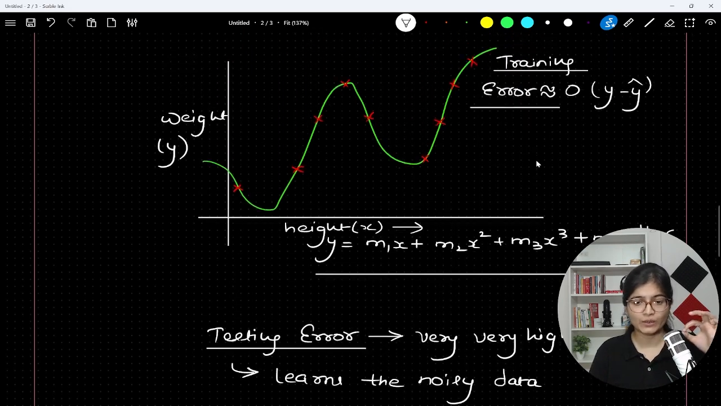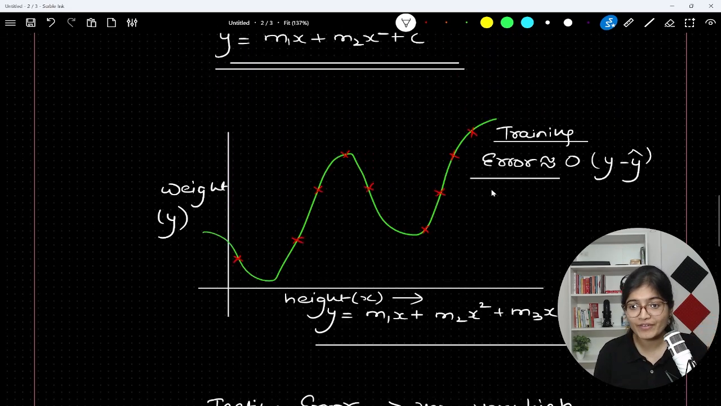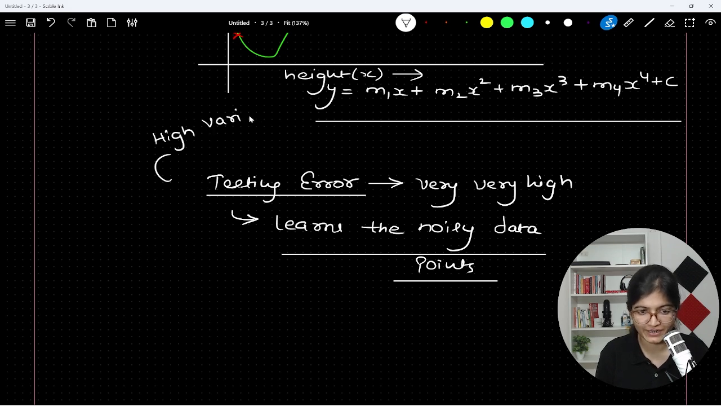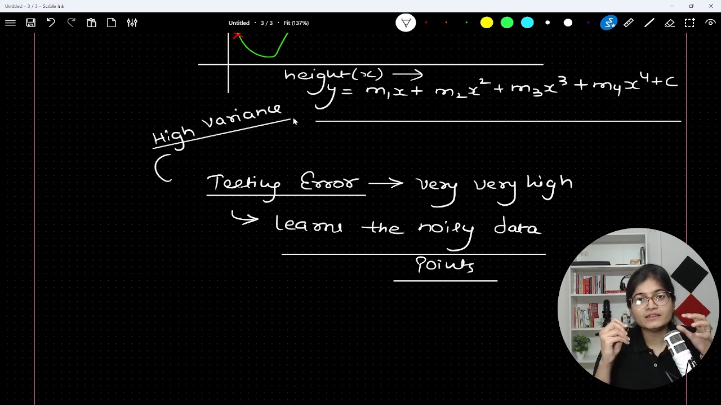So in this kind of thing, we are saying that we will have a very low bias, because training error is very, very low. It means that you have a very low bias, but at the time of testing, you are getting a very huge change in the values. Error is very, very high. It means you will have a very high variance. This is the meaning of variance. The variation between the training and testing error is very, very huge in this case.